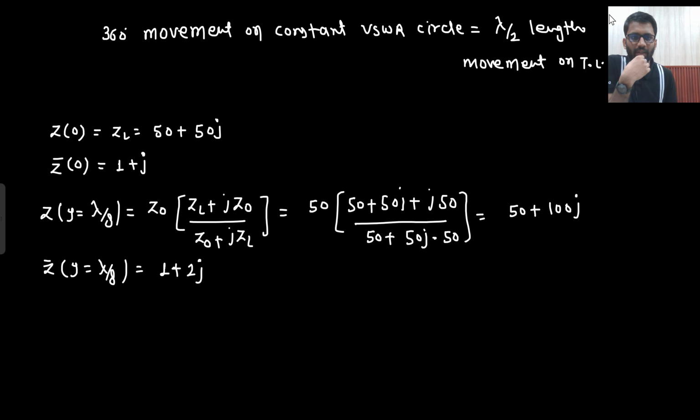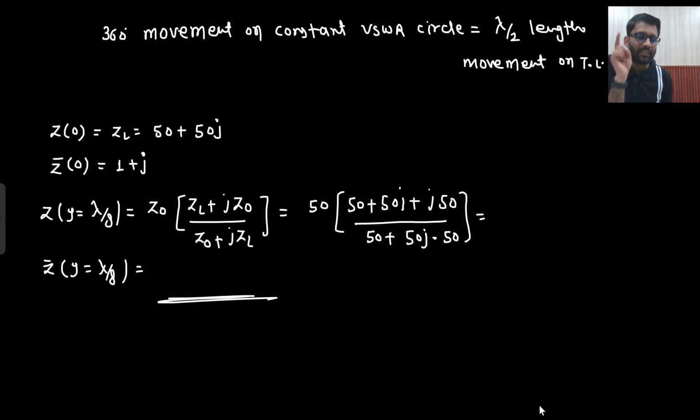Is this calculation correct? Let me see it. Yeah, this is not correct. And how did I get to know that this will be incorrect? That I will tell you. Just as I saw that at y equals lambda by 8 my impedance was inductive. What did I write? 1 plus 2J. Certainly it tells that it is inductive, but it cannot be inductive.